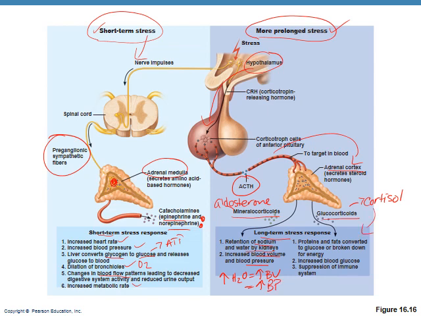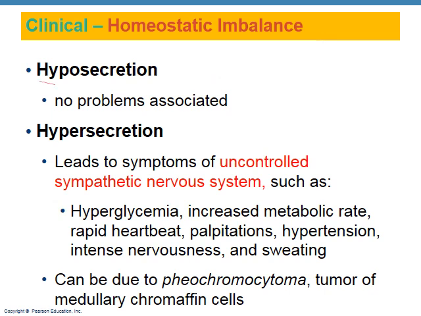What is cortisol going to do? It's going to break down fats and protein, use them as glucose so that we can make ATP. You're going to increase the amount of glucose in your bloodstream, and you're going to suppress your immune system. We're not worried about fighting infection if we're under lots of stress. We're just trying to survive. So you have two pathways here, whether you're under short-term stress or long-term stress, and all of them involve hormones. So what happens if you have hyposecretion? No real problems associated, because remember that the epinephrine and the norepinephrine was short-term.